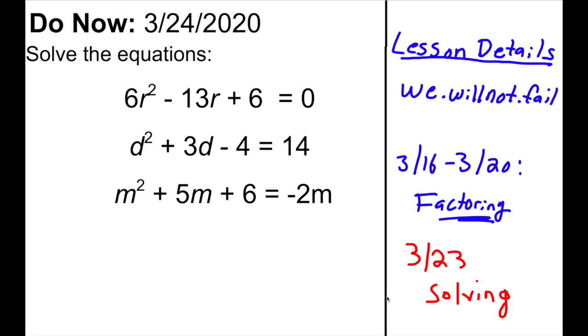Okay, so we've got 6r squared minus 13r plus 6 is 0. d squared plus 3d minus 4 is 14. And m squared plus 5m plus 6 is equal to negative 2m. One thing you're going to notice is the second and the third equation look a little bit different than we've seen.